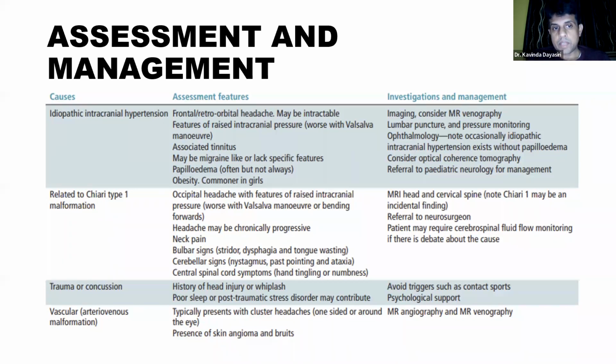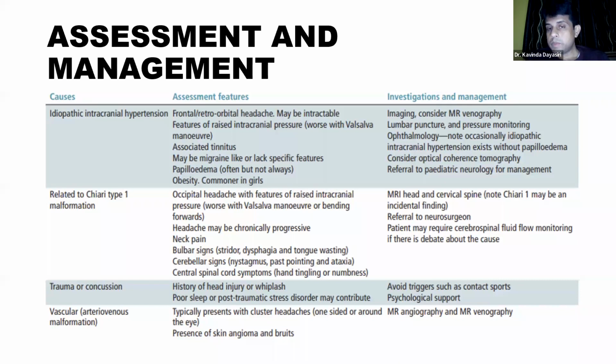And if you examine them, they can have papilledema. Obesity is a risk factor for benign intracranial hypertension, so you might find an obese child on physical examination, and it's more commonly seen in girls. If you have a suspicion of idiopathic intracranial hypertension, despite the absence of papilledema, you have to perform a magnetic resonance venogram, through which you can suspect it.